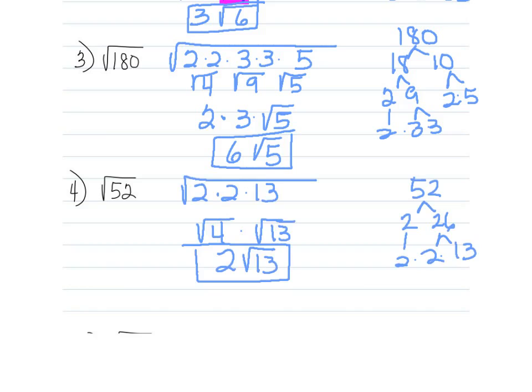Okay, there's your solution. 2 radical 13 would be simplified form. Okay, let's go on.